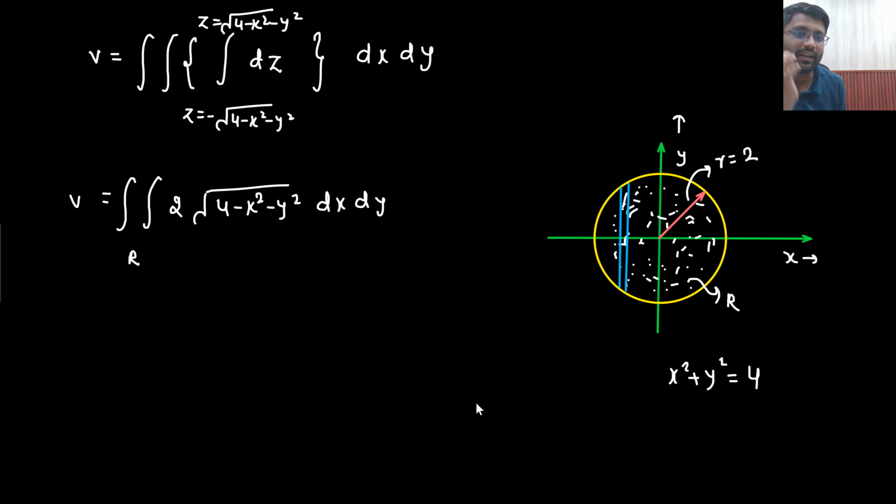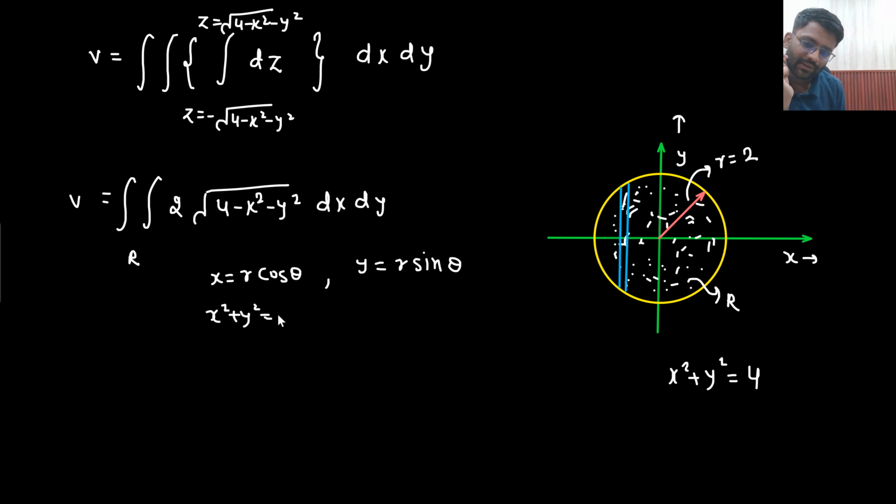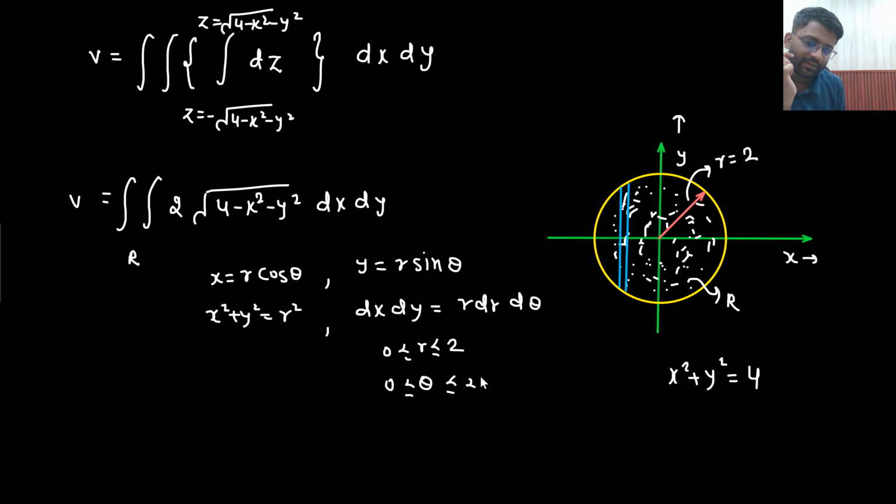So what I would do is take help of the polar coordinate system. x equals r cos theta, y equals r sin theta. So in 2D coordinates I am solving now. So x square plus y square equals r square, and dx dy will be replaced with r dr d theta. From where to where will r go? r will go from 0 to 2. To cover this whole surface, r goes from 0 to 2, and theta goes from 0 to 2 pi. There you go. Job done.